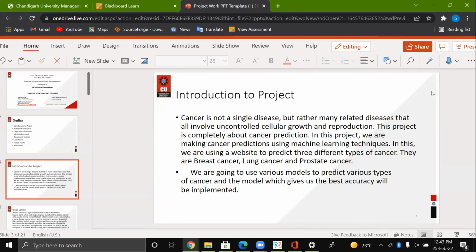Now I'm going to start with the introduction. Cancer is not a single disease, but rather many related diseases that all involve uncontrolled cellular growth and reproduction. This project is completely about cancer prediction. In this project, we are making cancer prediction using machine learning techniques. In this, we are using a website to predict three different types of cancer. They are breast cancer, lung cancer, and prostate cancer. We are going to use various models to predict various types of cancer, and the model which gives us the best accuracy will be implemented.